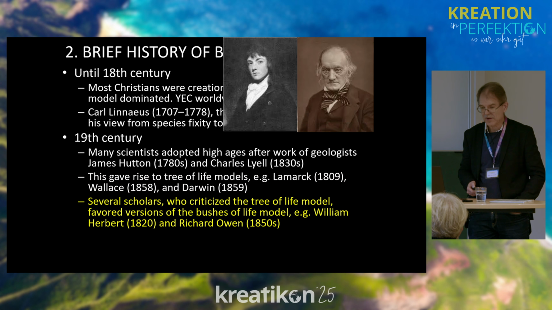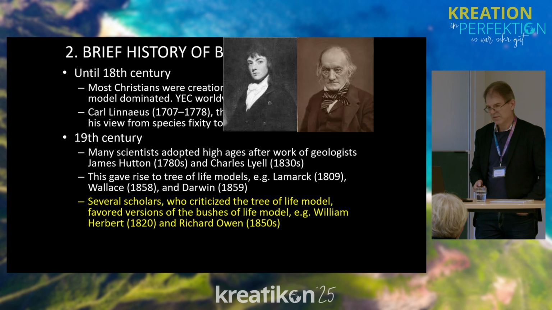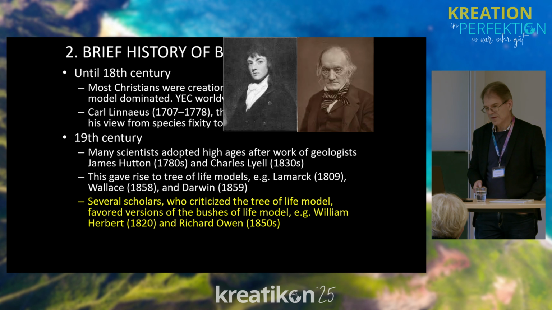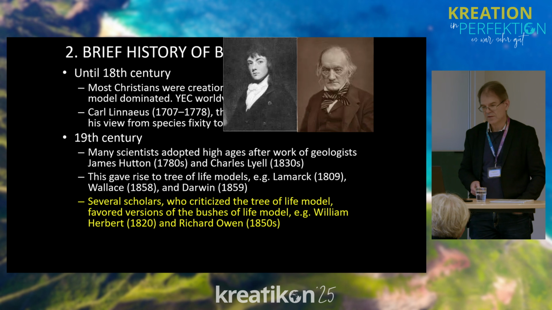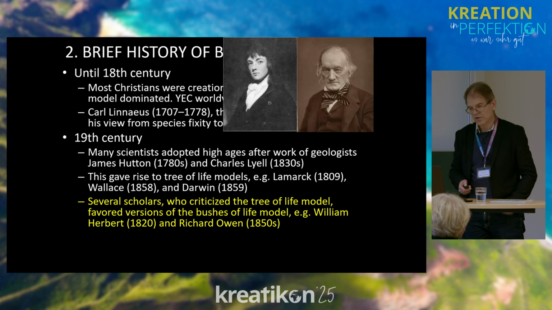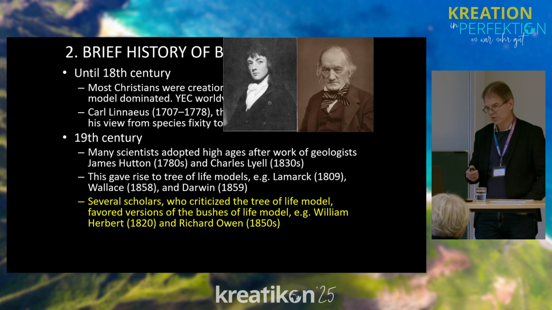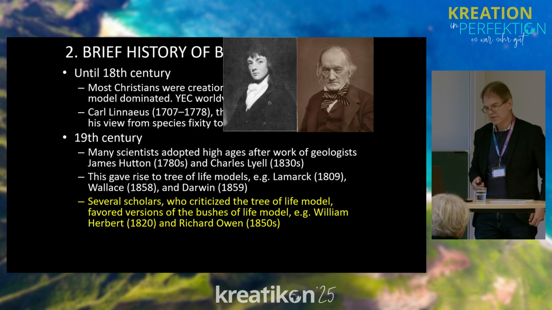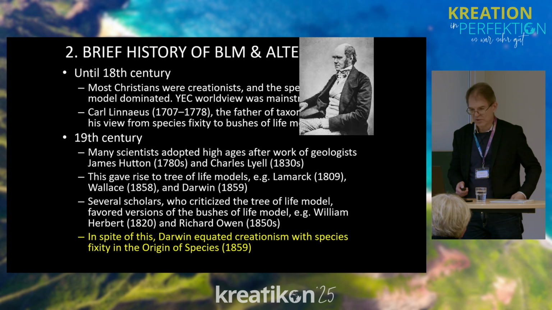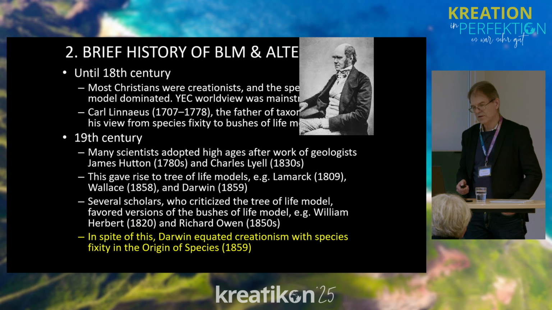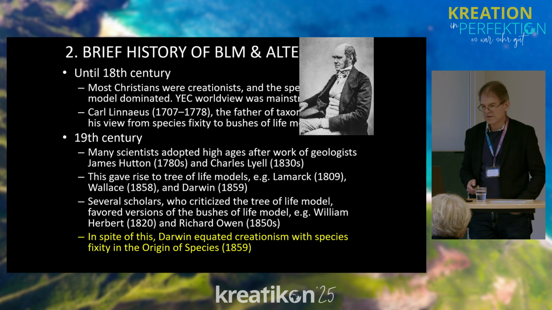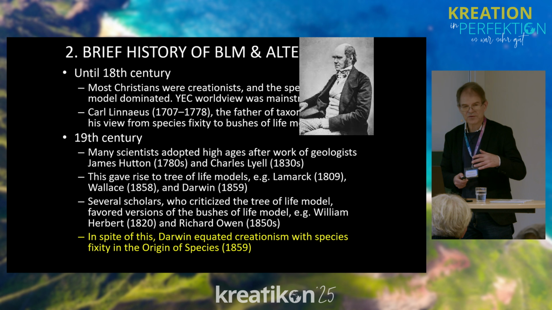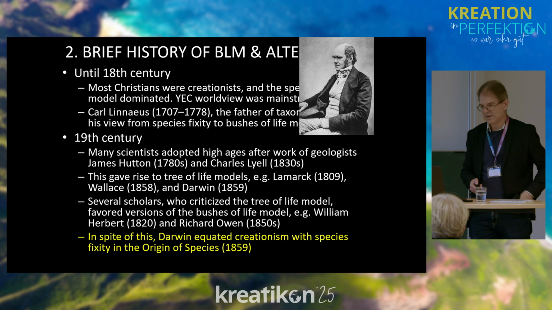But even at this time, there were many scholars who criticized the Tree of Life model, and they favored various versions of the Bushes of Life model. For instance, the British botanist William Herbert in the 1820s, and also the paleontologist Richard Owen in the 1850s, who was a critic of Darwin's theory. But in spite of this, that there were many critics of evolutionary theory who favored some versions of the Bushes of Life model, in his famous book, The Origin of Species, Charles Darwin pretty much equated creationism with species fixity. And there were so many signs of speciation taking place. So that sort of gave a negative flavor of the creationist camp.